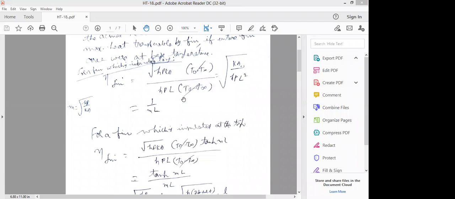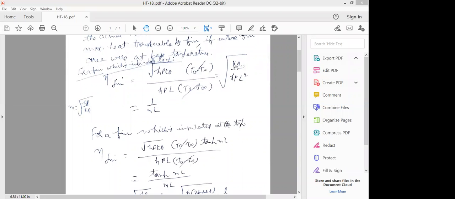So if you simplify that one, root of hPKA divided by hPL, so that is root of KA by hP, with root of 1 by L square, that is 1 by L. That's why you simplify this. Efficiency of the fin, that is for long fin only. For long fin the heat transfer rate is root hPKA into T naught minus T free stream. So efficiency of the fin is equal to square root of KA by hP L square.